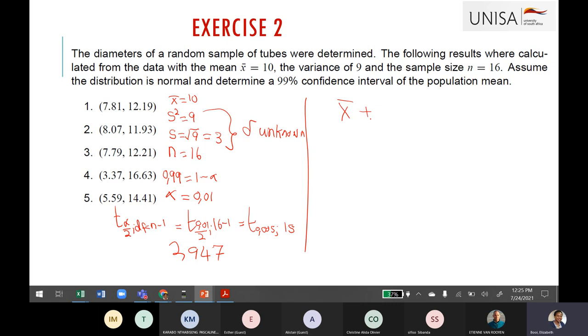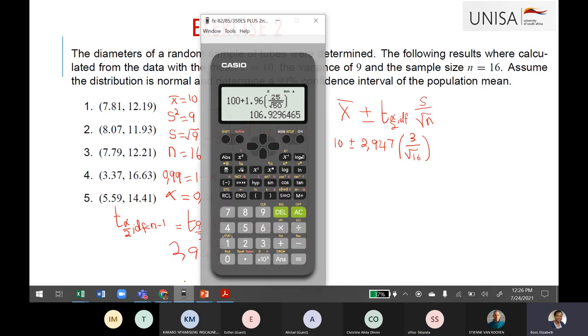So mean bar plus or minus T alpha divided by 2 and the degrees of freedom, and S divided by the square root of N. Substitute the values and calculate. So our X bar is 10 plus or minus our critical value, which we did go find, 2.947, times 3 divided by the square root of 16. Go ahead and calculate the margin of error.